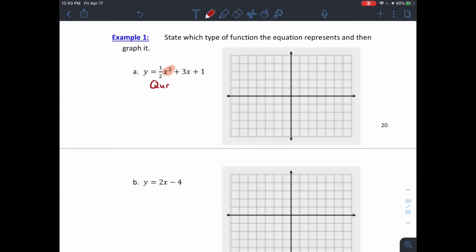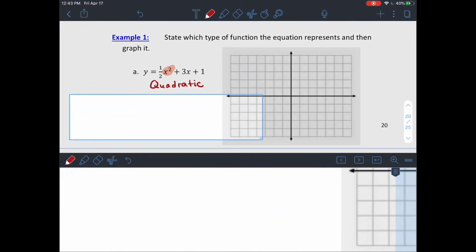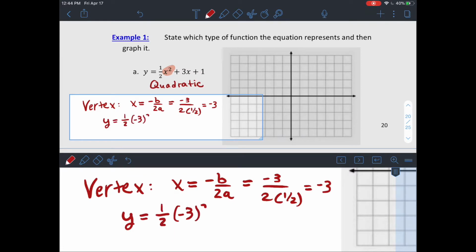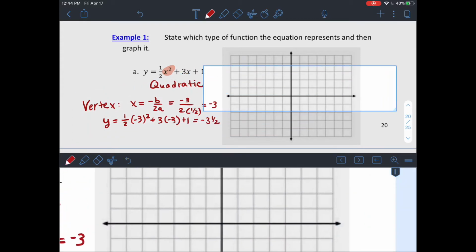So if you look at this one, it's x to the second power, which means if your function is degree 2, it's a quadratic. It's going to make that parabola U shape. So you always want to find your vertex first on those. Since it's in standard form, you can get the x-coordinate by doing negative b over 2a. If you plug in your values for a and b and simplify, you get the x-coordinate is negative 3. Then you need to get your y value, so plug that in for x. And if you simplify, you end up with negative 3.5. So your vertex is at negative 3, negative 3.5.